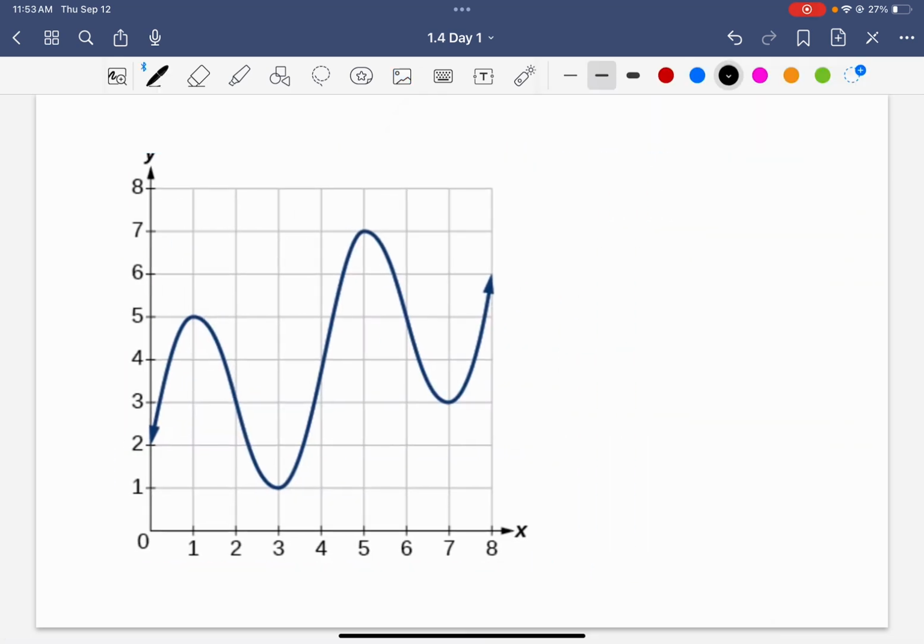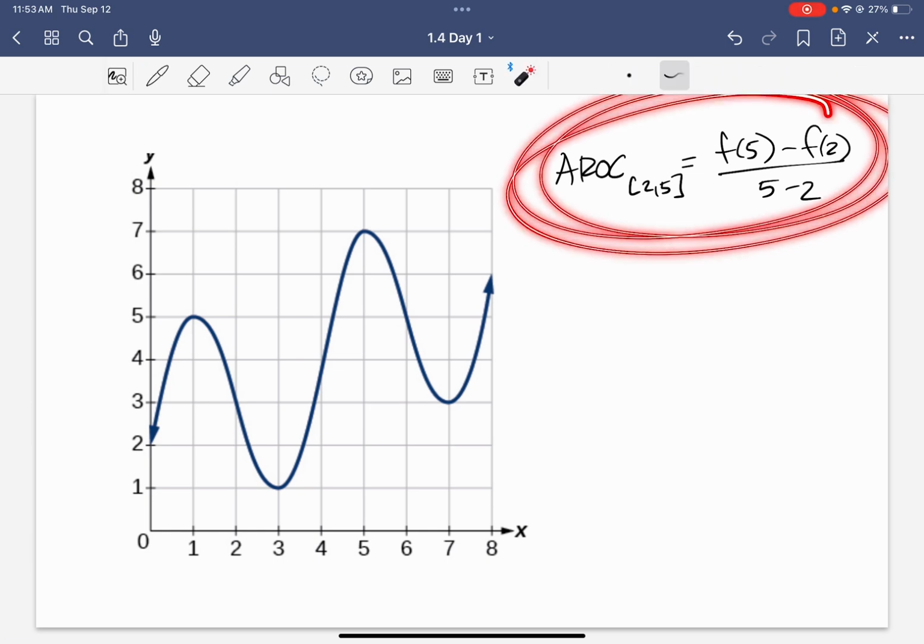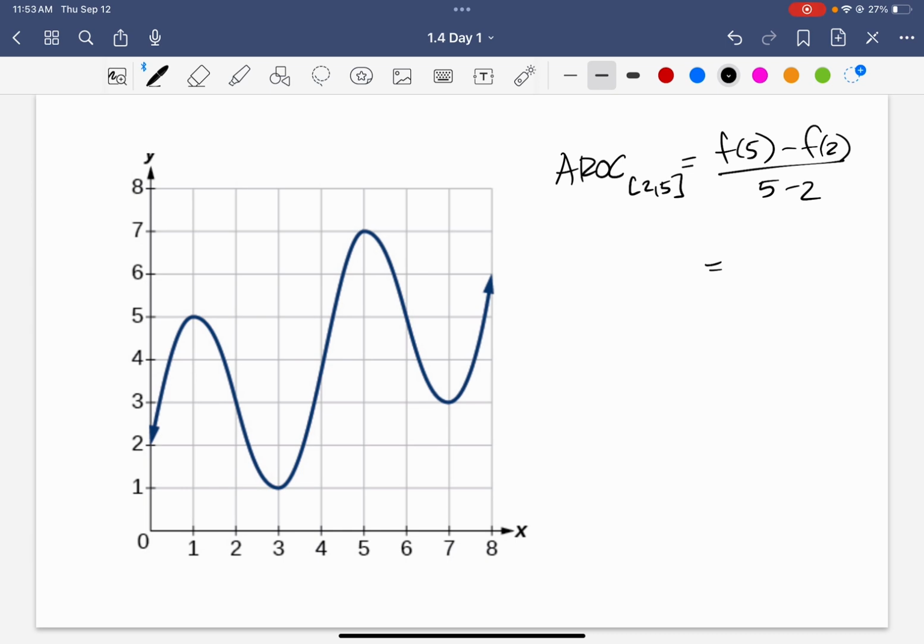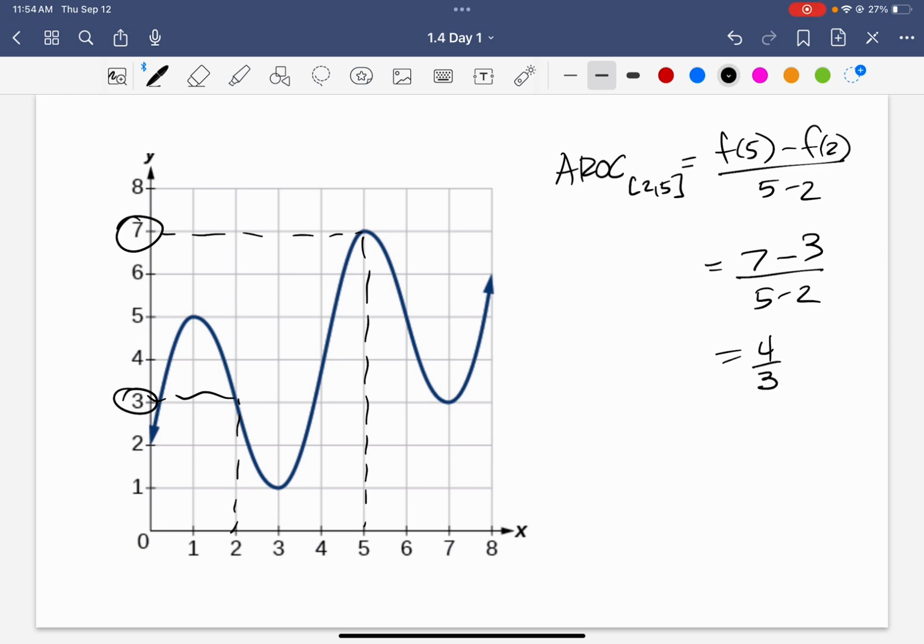So 17 wants to know the average rate of change from x equals 2. So I look at 2. Oh, I could say average rate of change on the interval from 2 to 5. Well, average rate of change is going to be f at 5 minus f at 2 over 5 minus 2. I would write all this down so I slow myself down and make fewer mistakes. Well, what is f at 5? I go up to 5. It looks like f of 5 is 7 minus f at 2, which looks like it's 3. Over 5 minus 2, we're going to get 4 over 3 is the average rate of change. And that is number 17.